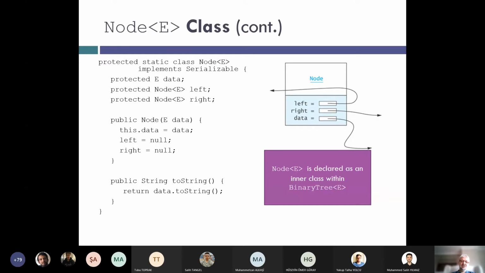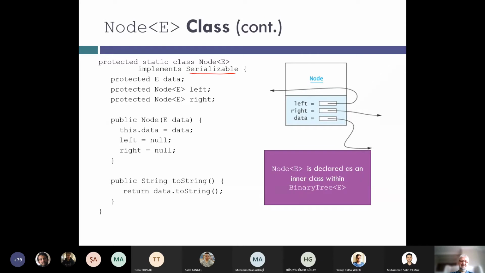There is only one constructor, which gets the data value and sets the left and right pointers to null. And we have a toString method that converts the data in the node to a string. Okay, this is how the node structure is defined.